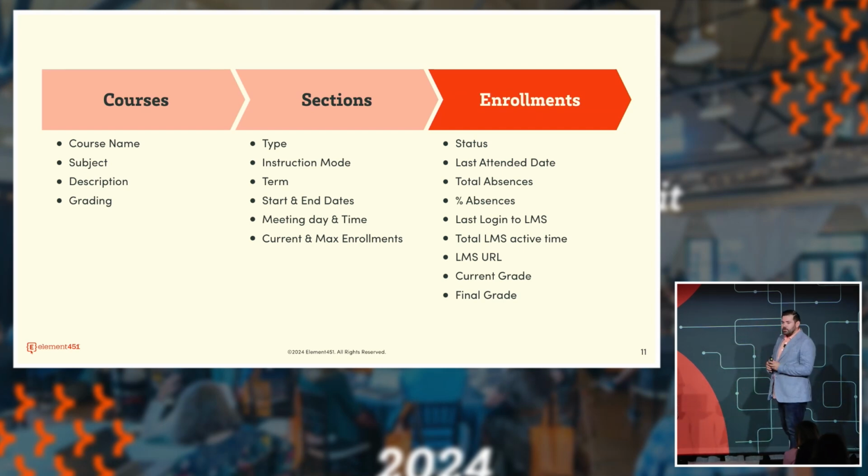That's a calculated property in there. Last login to LMS, the total LMS active time. If we have the LMS URL in there, I think we're modeling it this way, right? And depending on what systems we're using, we're going to be able to do that and point to those different ones. Current grade that they have and maybe a final grade.